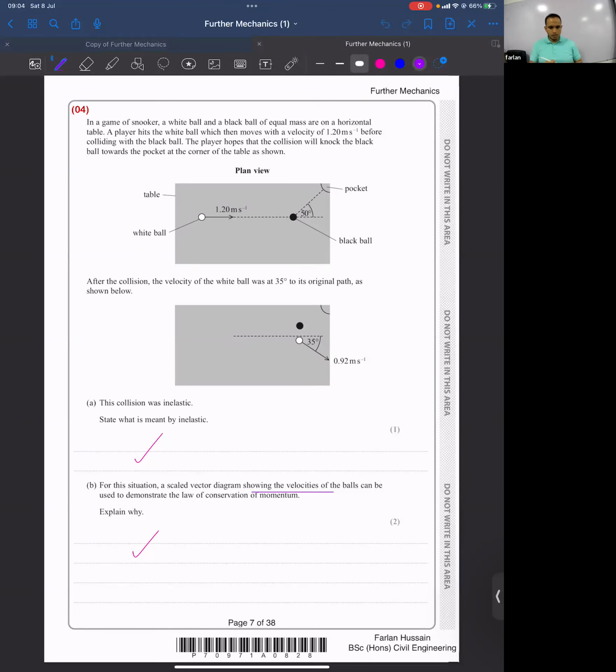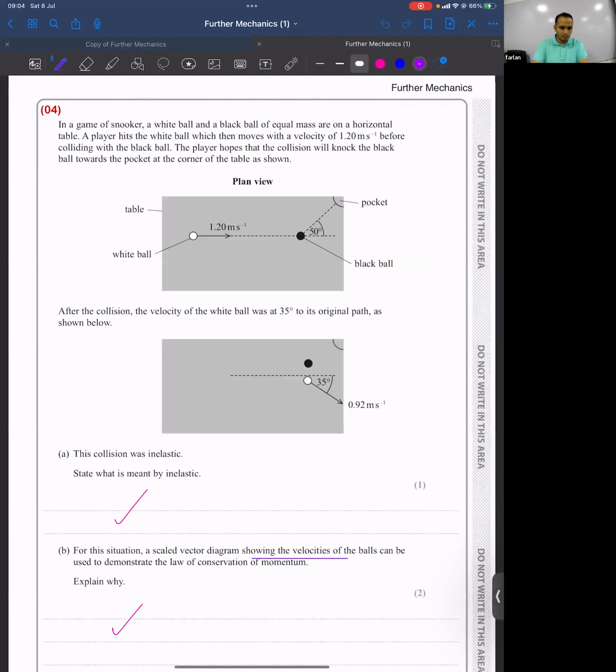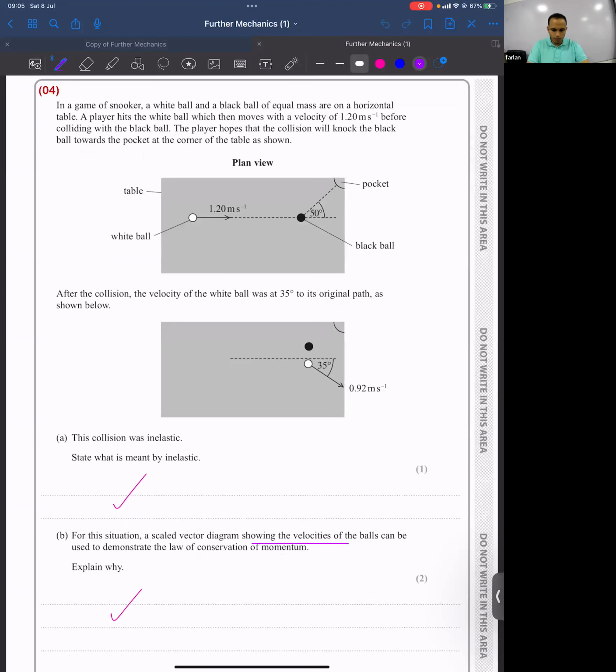In a game of snooker, a white ball and a black ball of equal masses are on a horizontal table. A player hits the white ball, which then moves with velocity of 1.2 meters per second before colliding with the black ball. The player hopes that the collision will knock the black ball towards the pocket at the corner of the table as shown. After the collision, the velocity of the white ball was at 35 degrees to the original path.